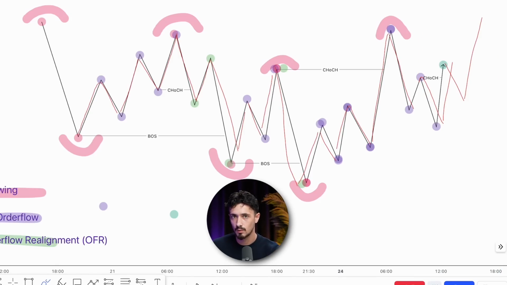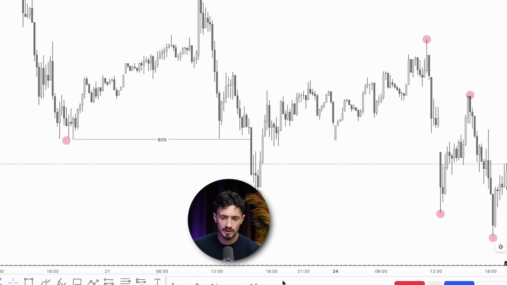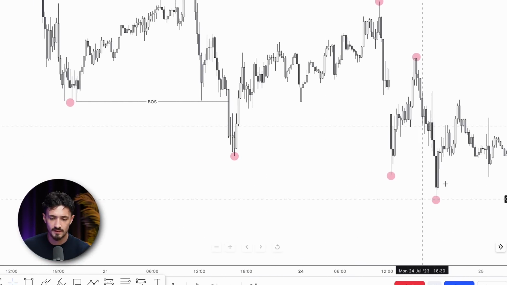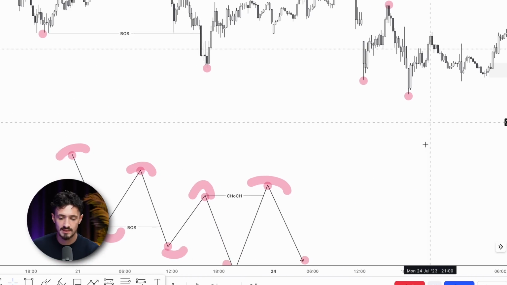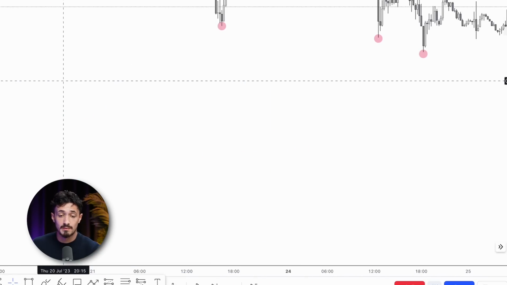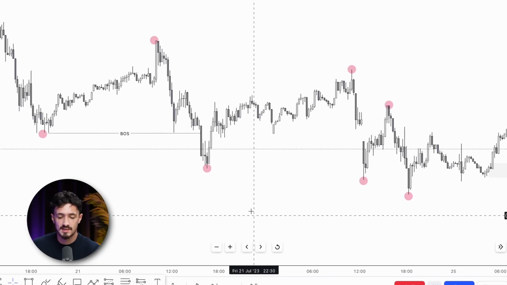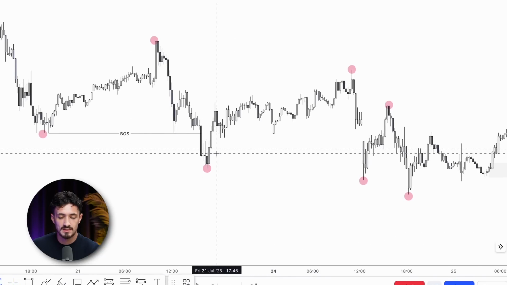Let's go and take a look at how we can apply this right now to a live chart and get into a profitable position. So pulling up, here we are on the 15-minute time frame, and we're doing it the exact way we do it inside of the Prosperity Academy Inner Circle. So we're on the 15-minute time frame, which is our main time frame.